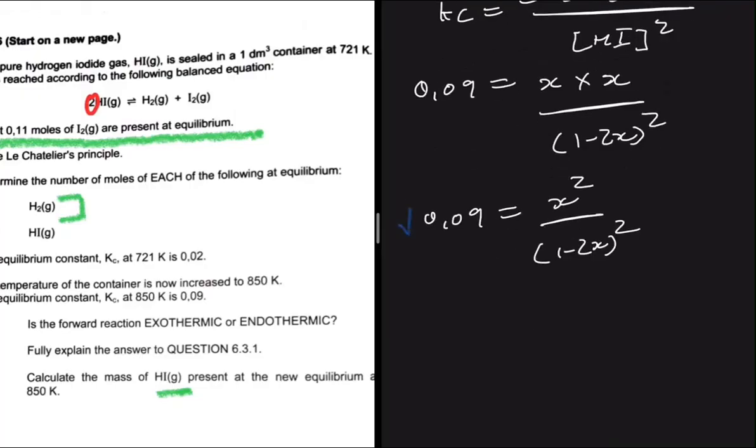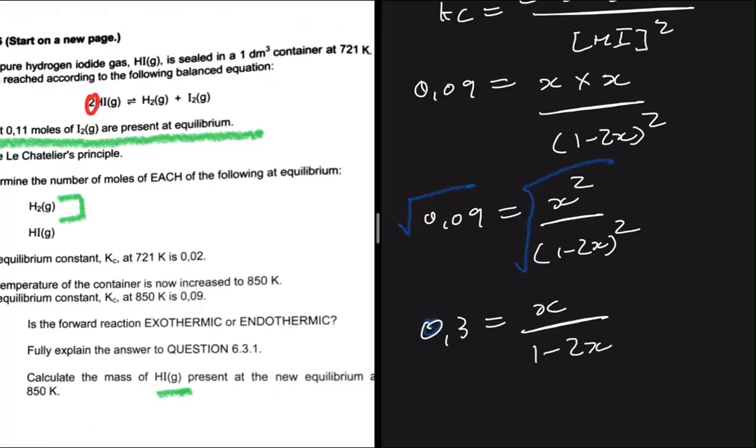So we can take the square root of 0.09, and then on the right hand side we can take the square root of this entire thing. So what is the square root of 0.09? That is 0.3. So we have 0.3 being equal to the square root of x squared, that is x, and then in the denominator we're just going to have 1 minus 2x.